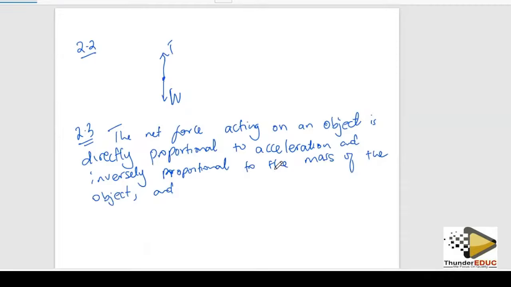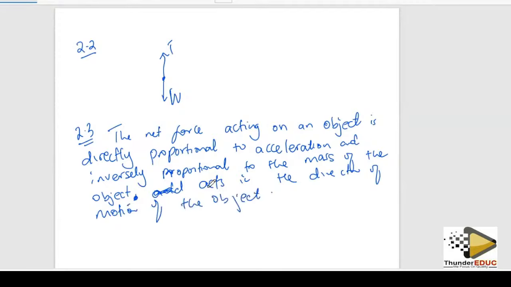Okay. And one thing we know is that this acceleration will always be in the direction of the force, directly proportional to the acceleration and inversely proportional to the mass of the object, and acts in the direction of motion of the object.